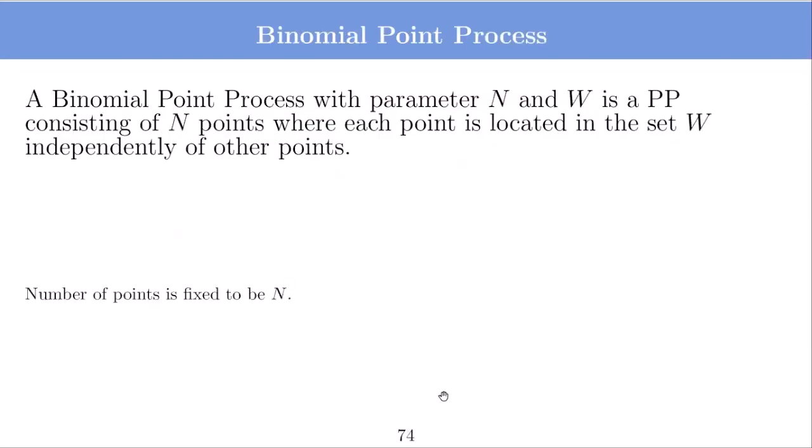Now I will introduce one more point process, which is known as the binomial point process. A binomial point process has two parameters, n and W. A binomial point process with these parameters is a point process consisting of n points, where each point is located in the set W independently of other points. So each point is independent, and each point is located inside W somewhere, and the distribution depends on the density of the binomial point process, which is also a parameter of this BPP. Here remember that the number of points in the complete set W is fixed to be n. In a Poisson point process, the number of points in any set is a Poisson random variable, which is not fixed, but in binomial it is fixed.